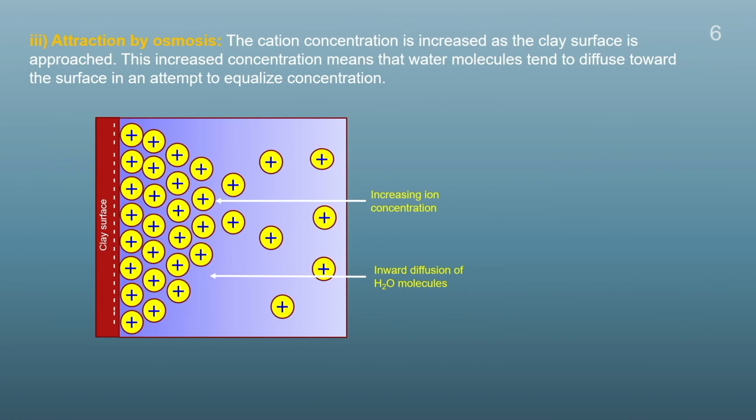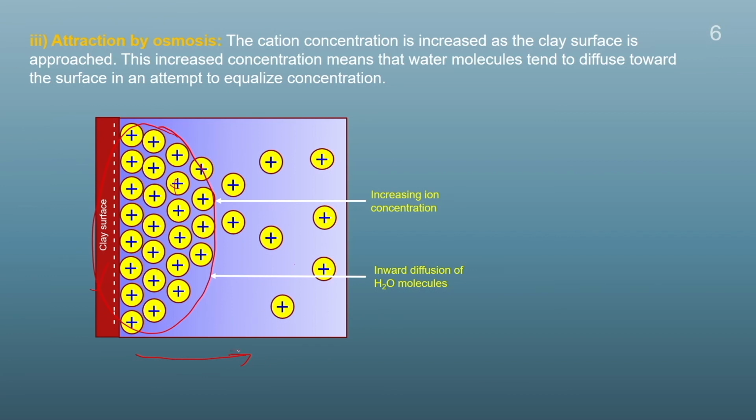The next mechanism by which the water molecules get attracted towards the clay surface is osmosis. In this process, a large amount of water molecules will be attracted towards the clay particles. If we look at this diagram, this is a clay surface with a negative charge on it. These are the cations and these are the water molecules. There will be a large amount of cations present next to the clay surface, so the concentration of the cations will be quite high next to the clay surface, but as we move away from the clay surface, the concentration of the cations will decrease.